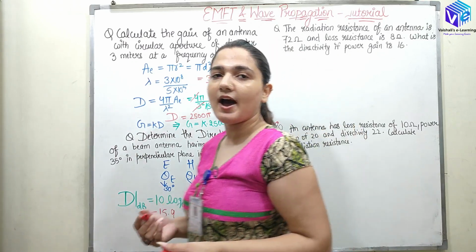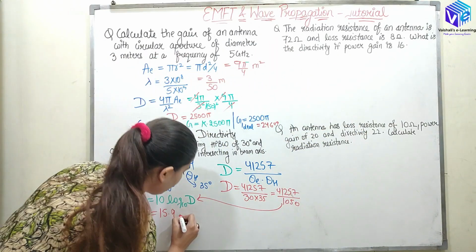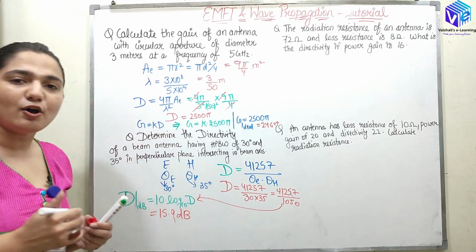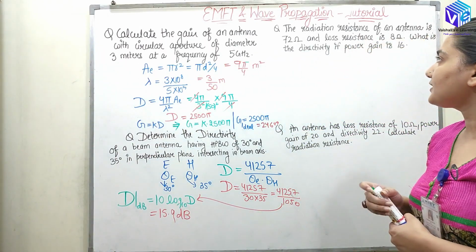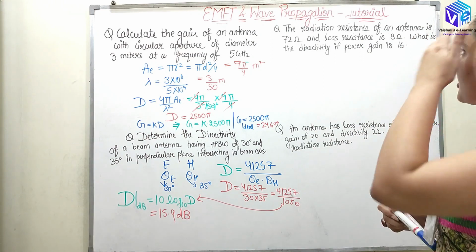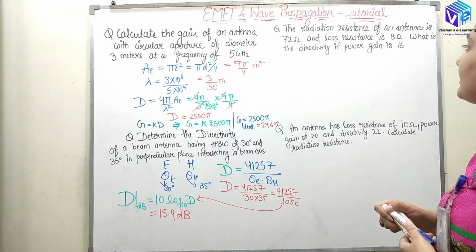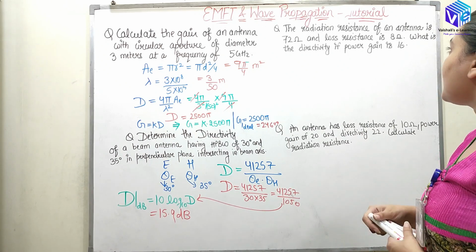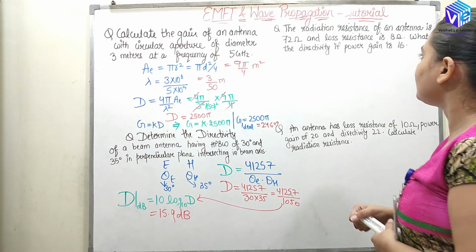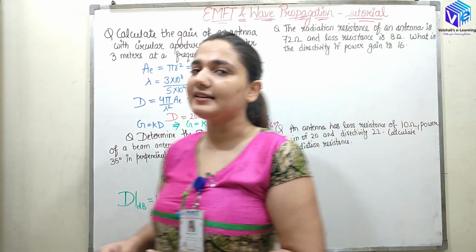Okay, so this is how you can find out the directivity in decibel also. Okay, so now coming to the next question. The next question states the radiation resistance of an antenna is 72 ohm and the loss resistance is 8 ohm. What is the directivity if power gain is 16?